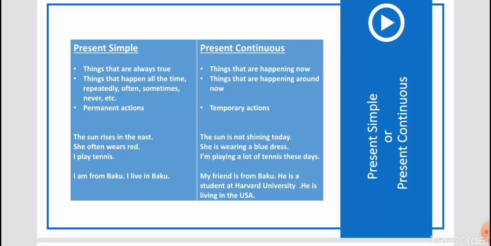I play tennis. I always do this action. It's my hobby. But I am playing a lot of tennis these days. So again, it is for a specific period of time.